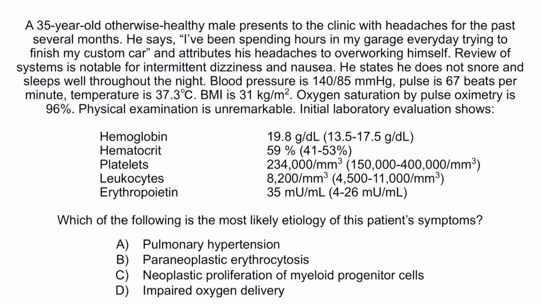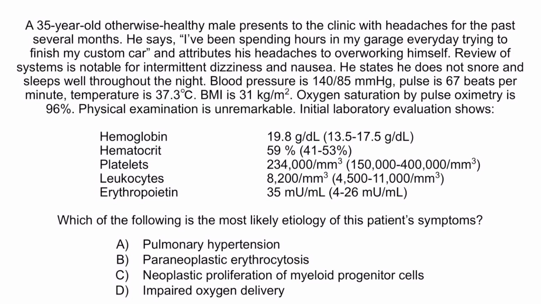Blood pressure is 140/85, pulse is 67, temperature is 37.3 degrees Celsius, and BMI is 31. Oxygen saturation by pulse oximetry is 96%. Physical examination is unremarkable. Initial laboratory evaluation shows hemoglobin of 19.8, hematocrit of 59%, and as far as platelets go, there are 234,000, 8,200 leukocytes, and EPO, erythropoietin, of 35.